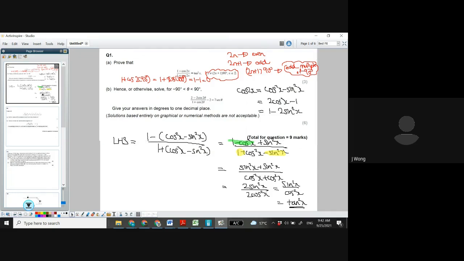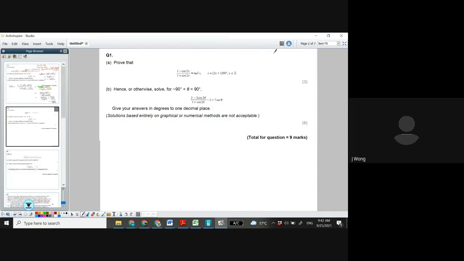So moving on to B. Hence or otherwise, so with this "hence", that means I will force myself to use this. To solve this equation, find the interval between minus 90 and 90 degrees. What we know is that (1 minus cos 2x) divided by (1 plus cos 2x) is tan squared of x. If I just look at the left-hand side of this equation without the minus 2, it does look so similar to it.